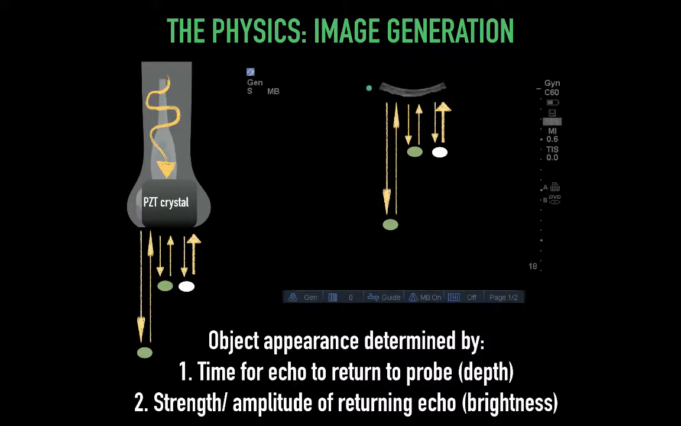Object appearance is determined by the time for the echo to return to the probe, which gives depth, and the strength or amplitude of the returning echo, which is brightness. The vertical position of the echo pixel on the screen is based on the time delay between the emission and return of the ultrasound beam. Velocity is assumed to be constant within soft tissue. Therefore, quickly returning echoes reflect superficial structures, and alternatively, slowly returning echoes reflect deeper structures.